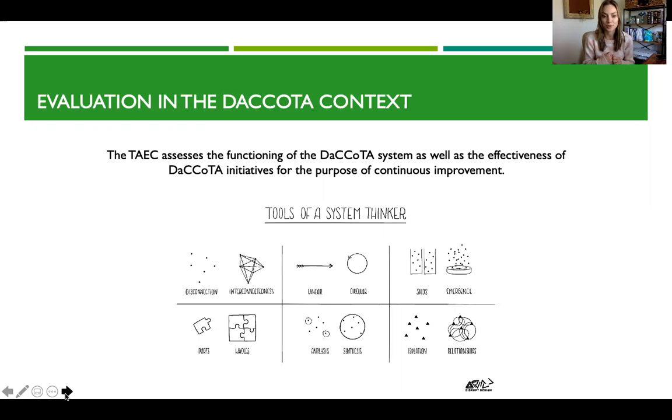So our evaluation approach really integrates a lot of systems thinking. You can see in the graphic here, we try to look at how different things are interconnected, how all of our parts work together to form the whole DaCCoTA picture. And then really moving away from this isolationist sort of approach into really how we all are working together and the different relationships between all the different people affiliated in the DaCCoTA.